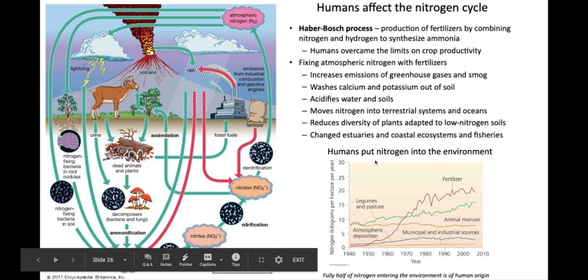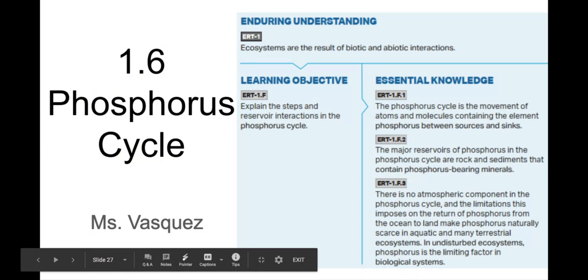Now, this is a chart showing how humans put nitrogen into the environment. So we're going to put nitrogen again with the amount of fertilizer. That's going to be like the most nitrogen present. And then we're also going to have some nitrogen because of the nitrogen-fixing bacteria present in the roots of legumes. Remember that? So that also has an effect on it. We also have it from animal manure and from industrial sources as well.